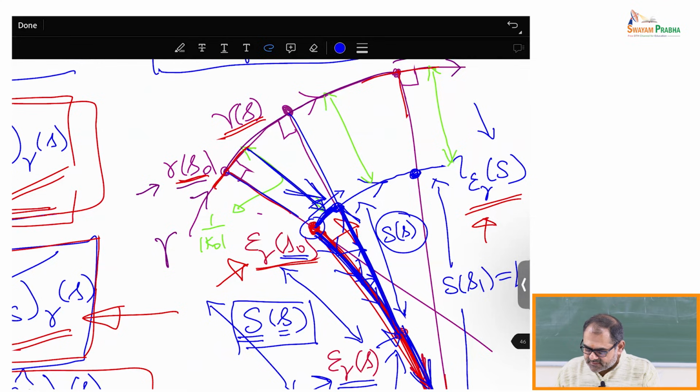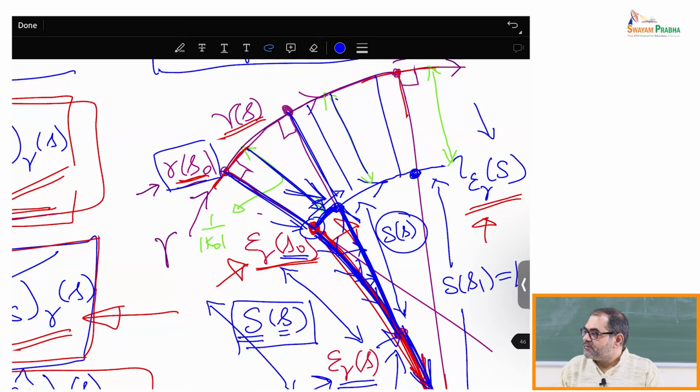is the same as this distance here. And what is this distance? This is from the point on the curve to the corresponding point on the evolute. But the corresponding point on the evolute is the center of curvature. And this distance is therefore exactly the radius of curvature, which is the modulus of 1 by k naught. And you see, it is the same distance that is maintained throughout.